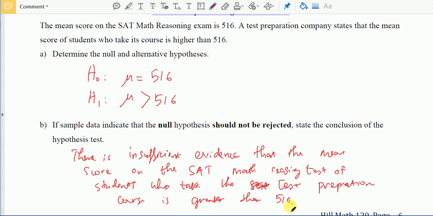So this is the end of section 10.1 in the package, or 8.2 in your textbook.